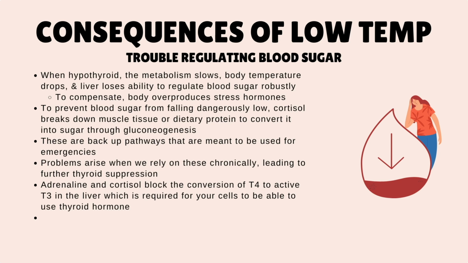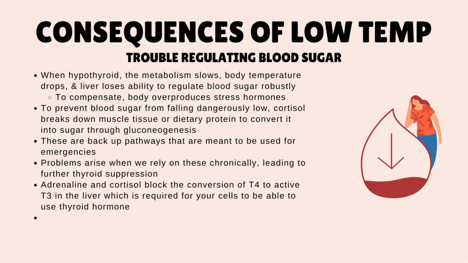So how can low body temps impair blood sugar regulation? Well, when you become hypothyroid or do not have a well-functioning thyroid system, your metabolism slows, your body temperature drops, and your liver loses its ability to regulate blood sugar. And to compensate, your body will overproduce the stress hormones adrenaline and cortisol. So in a compensatory state, when you have a compromised thyroid system, your body will increase the stress hormones as a temporary response in order to maintain homeostasis. Your body recruits stress hormones to maintain its function when your body temperature is low.